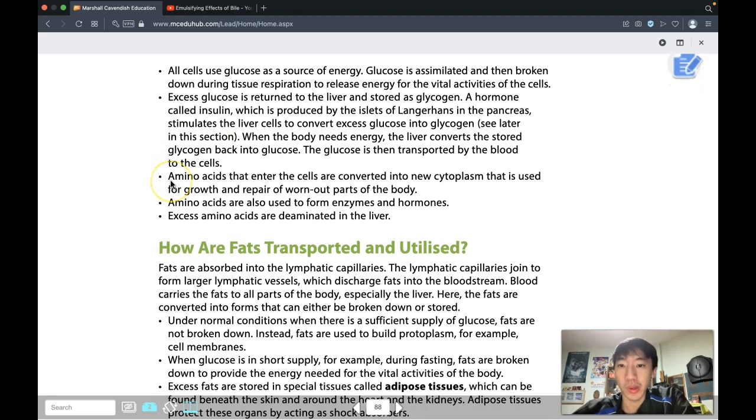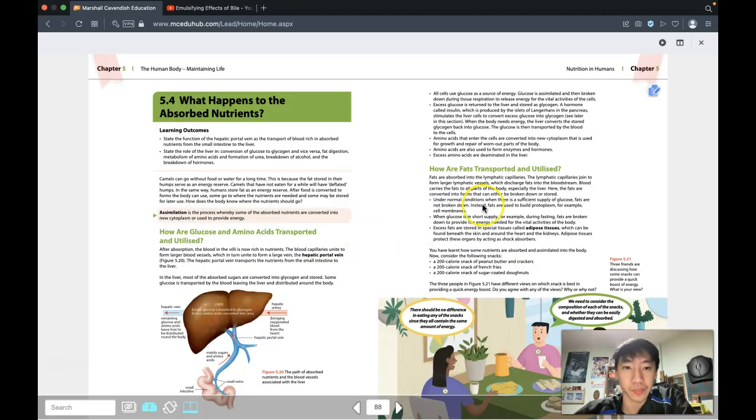Amino acids that enter the cells are converted into new cytoplasm that is used for growth and repair of worn-out parts of the body. Amino acids are also used to form enzymes and hormones. Excess amino acids are deaminated in the liver. This word is quite difficult to say. Deaminated. We'll cover this also later.